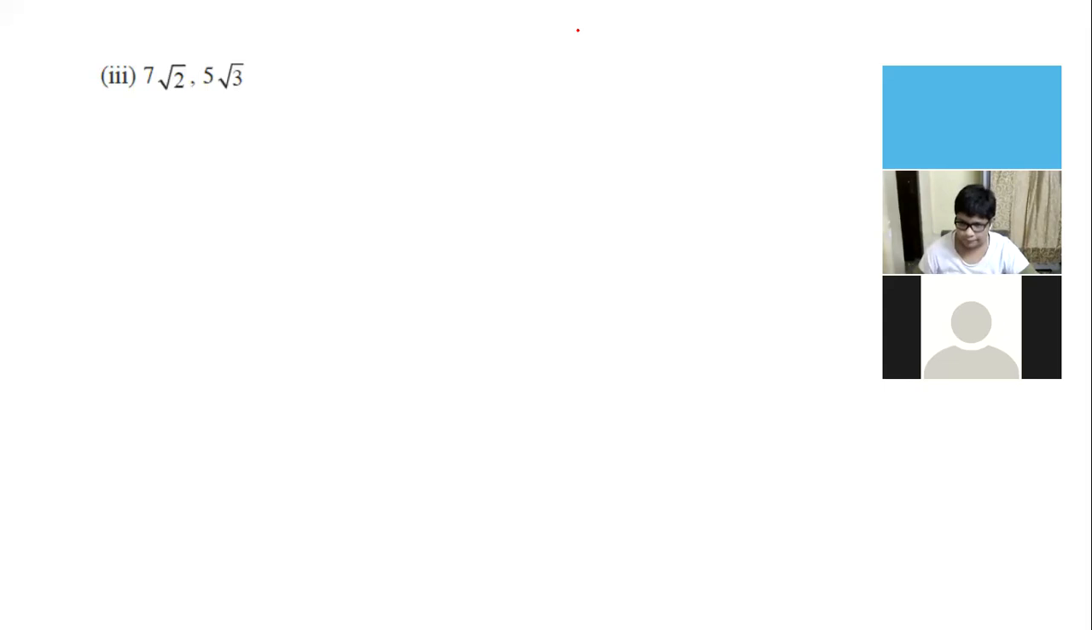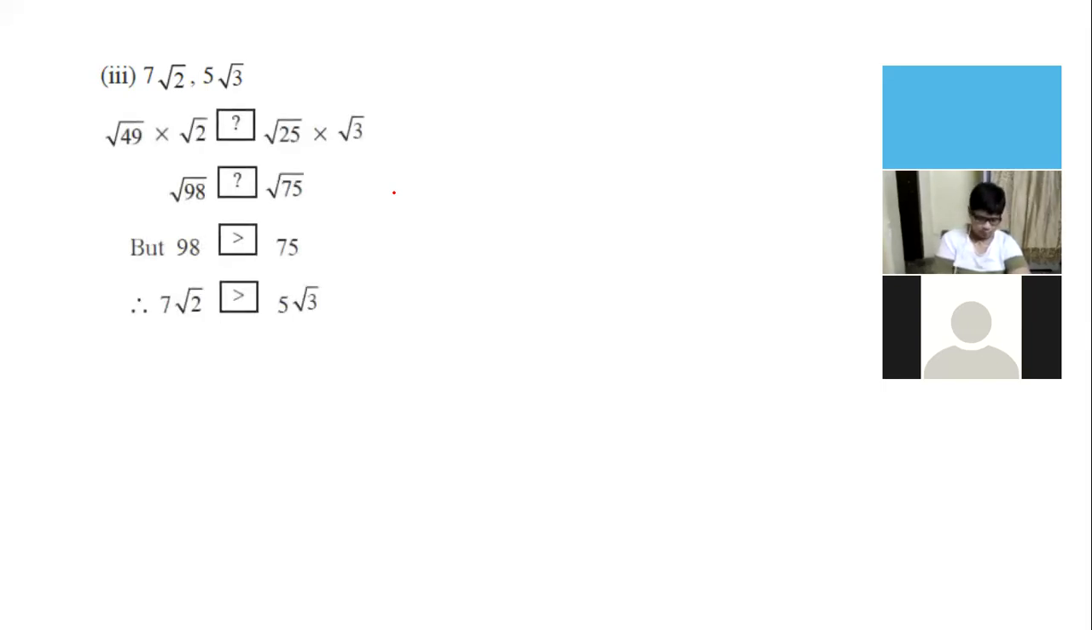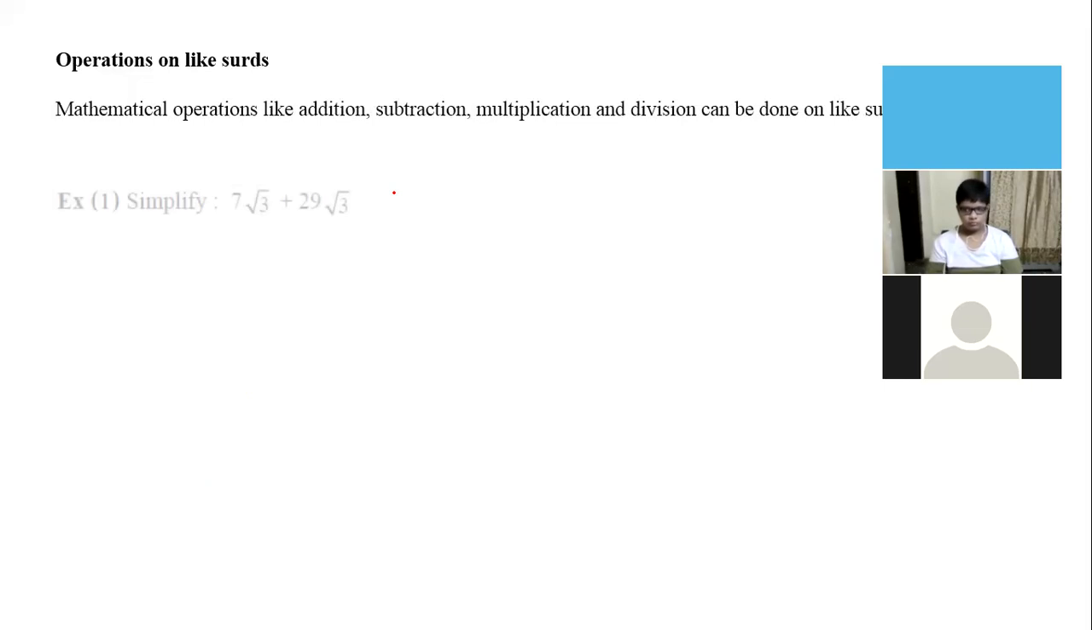So done. The answer is 7 root 2 is greater. 7 root 2 is a greater one or smaller one? Greater one. Great. Okay. 7 root 2 is a greater one. See that you put the greater than or lesser than or equal to sign properly. Okay. I did so. Yeah. Okay.